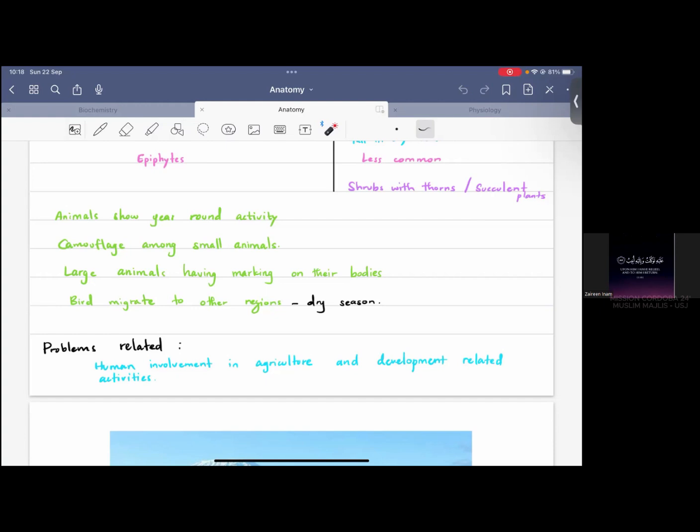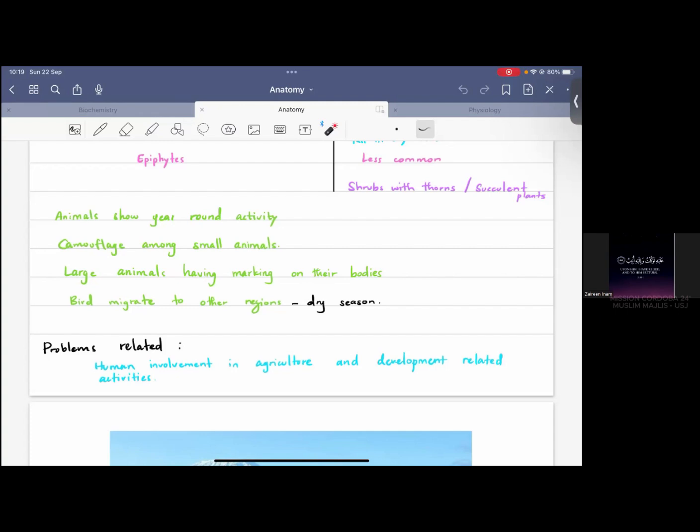Zebras are not mainly found in these forests, but mainly leopards, they have markings, so you can identify them. And then there are some birds that will migrate to other regions in the dry period, so that is not common in the rainforest. That is common in the dry forest. When there is dry season, the birds will migrate. But in the rainforest, they show year-round activity. So that is about the animals.